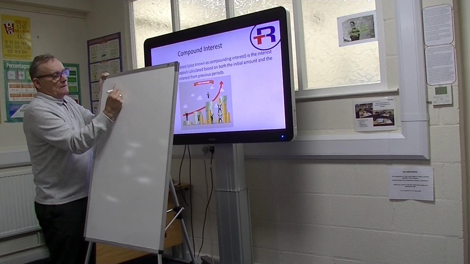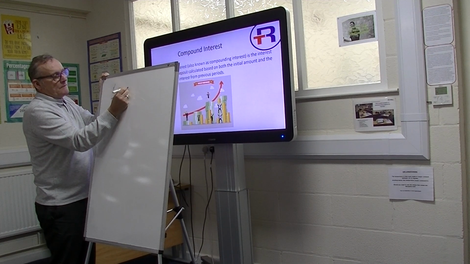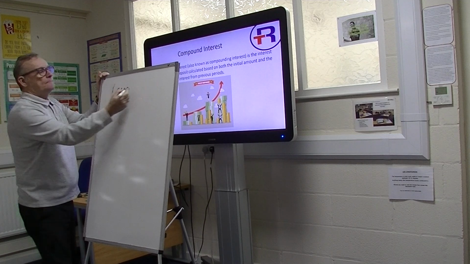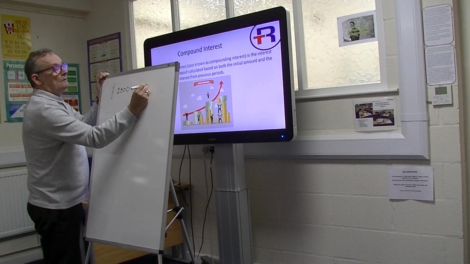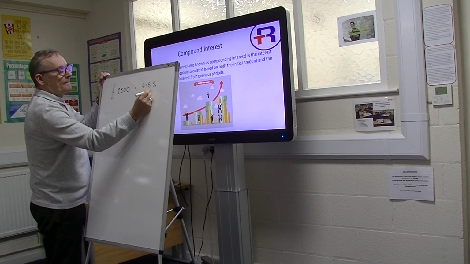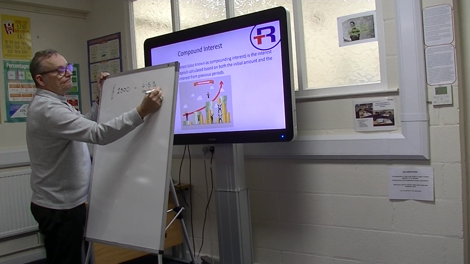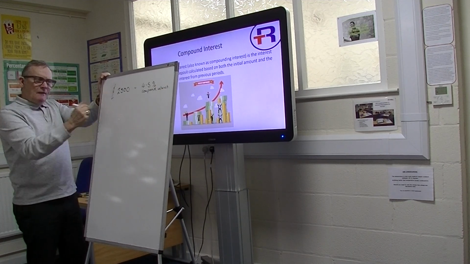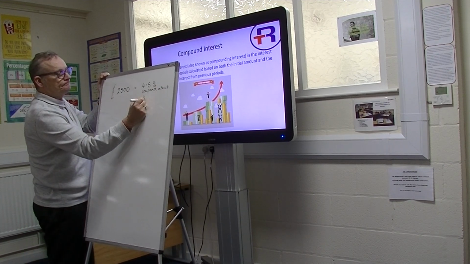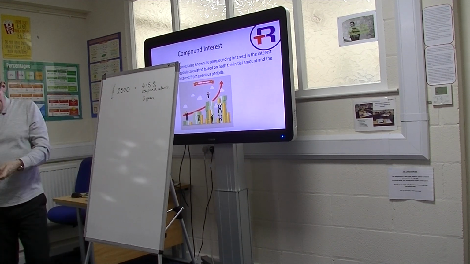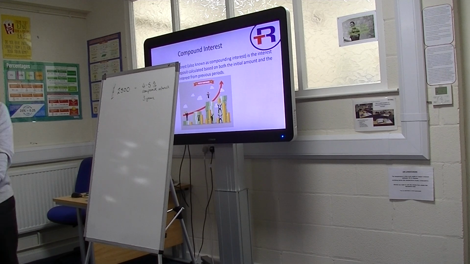So let's imagine over Christmas I got some money. Let's say I got £2,500. And I decide to put that in an account that pays quite a good interest rate, 4.5% compound interest. I'm going to keep it in that account for 3 years, and at the end of 3 years, I'm going to take it out of the account and see how much money I've actually got in the account.